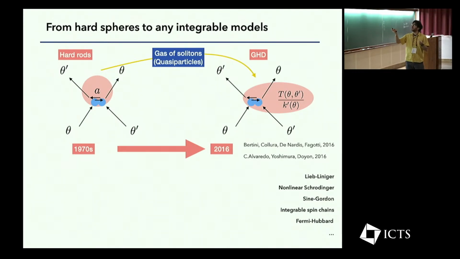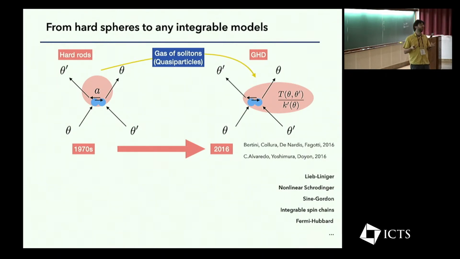And when they scatter, they do exactly like hard rods. They exchange, if you want, the set of momenta. There is a given scattering shift, which for hard rods is just the size of the rod, A. But for a generic model, it's more. It can be a function of the velocities divided by another function of the momenta, but still it is a well-defined function.